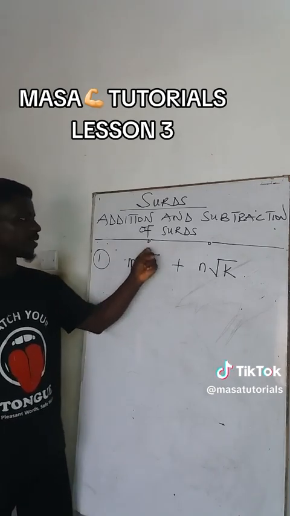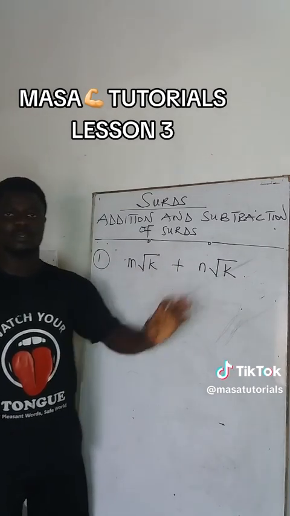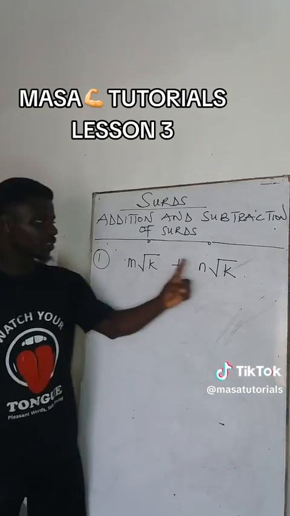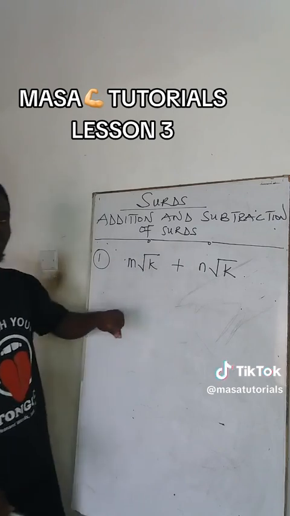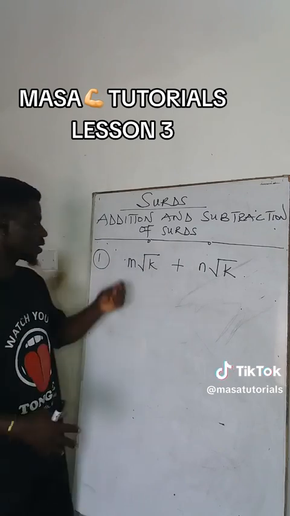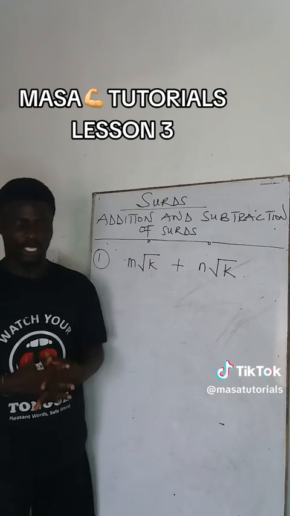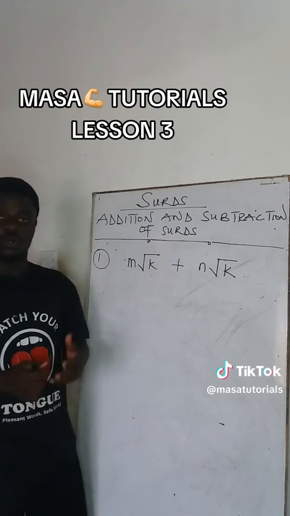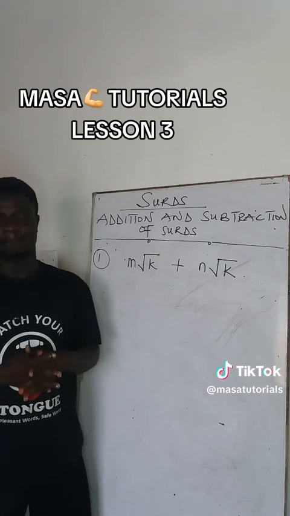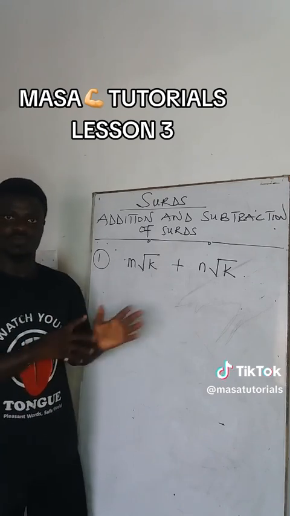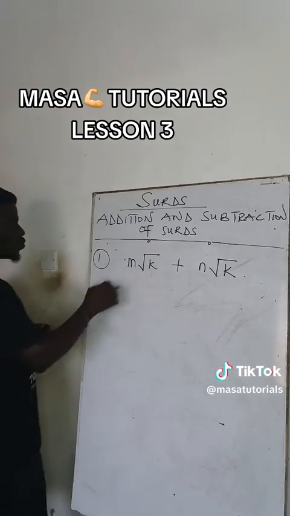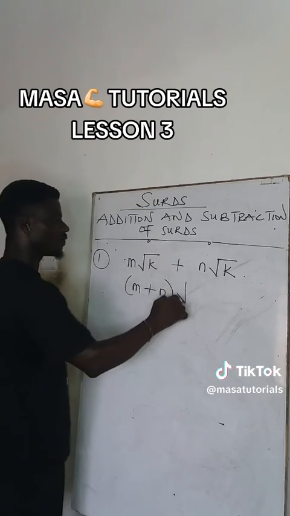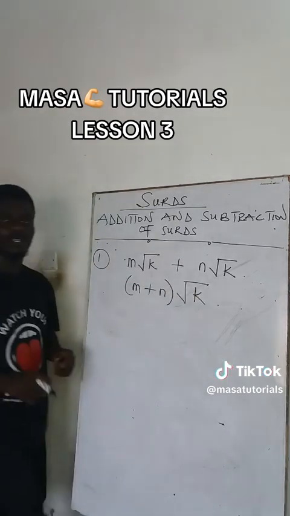Now, this square root of k and this square root of k, they are the same. So you have k here, then the square root, they are the same. Which means that it permits us to what? To add their coefficients. So if you see something like this, whereby the radicands are the same, then it permits us to add their coefficients. So you have m plus n, and take one of the square roots, so square root of k.